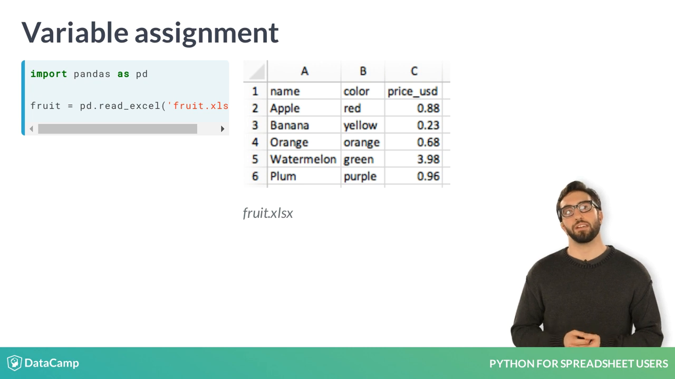Now, our data needs somewhere to live because we'll have to reference it later on. So we'll assign it to a variable. Assignment is as intuitive as fruit equals pd.read_Excel fruit.xlsx. You can call variables anything, usually something meaningful. They just have to start with a letter and can't have spaces or special characters. It's common to use an underscore to substitute for spaces, though.